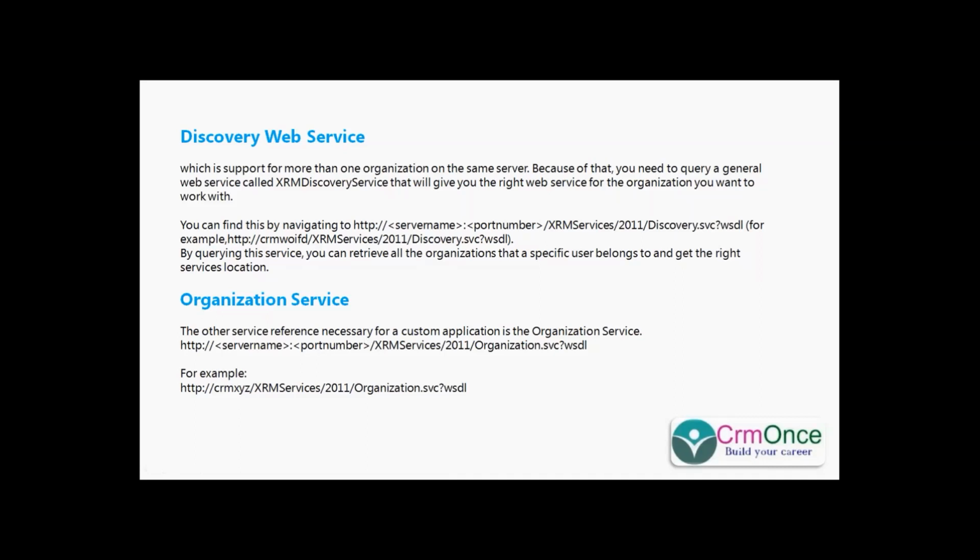Next, the organization service. The organization service is similar to the discovery service in form. So here: server name, port number, XRMServices/2011/Organization.svc. By using the organization service, you will be able to perform these operations. These are the methods we get in the organization service: Create, Retrieve, RetrieveMultiple, Delete, Associate, Disassociate, Execute, and Update.